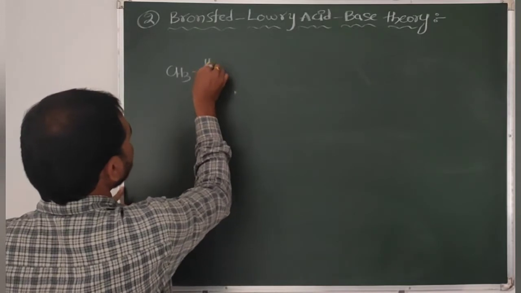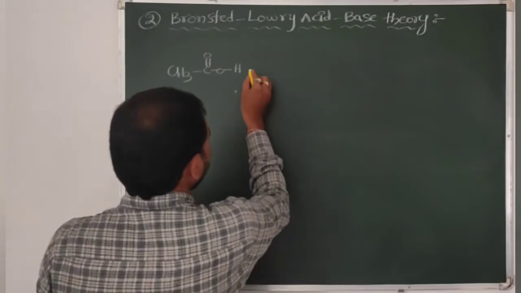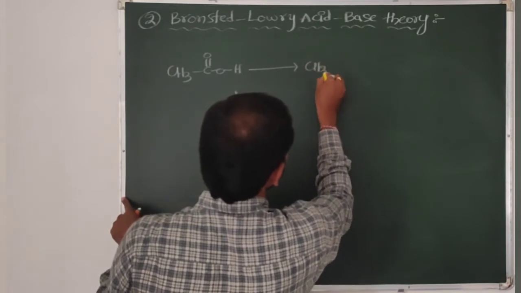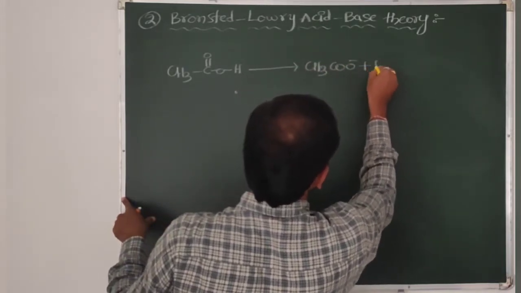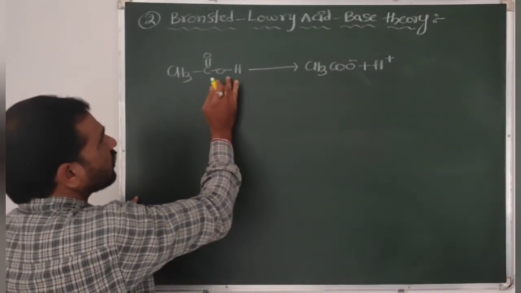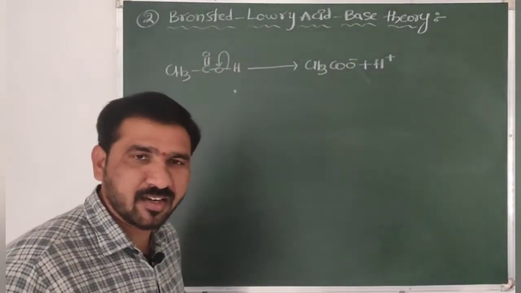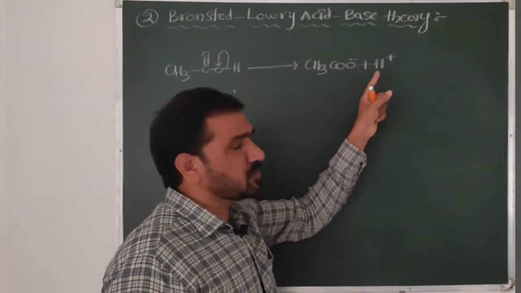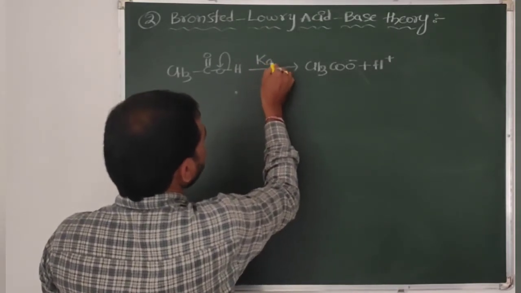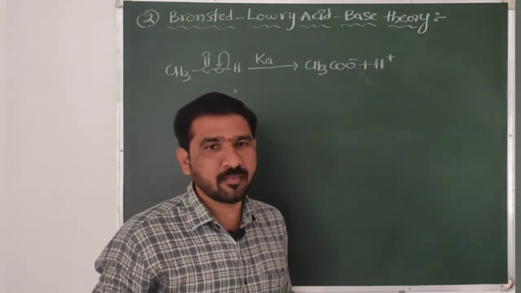CH3, C double bond O, OH. This is acetic acid that dissociates as CH3COO minus and H plus. Due to the electronegativity difference between O and H, the covalently bonded electrons polarize towards the more electronegative atom, oxygen, which acquires a negative charge, and the opposite one acquires a positive charge. So this constant is called the dissociation constant of an acid, that is Ka. Is it clear, beta? Right.